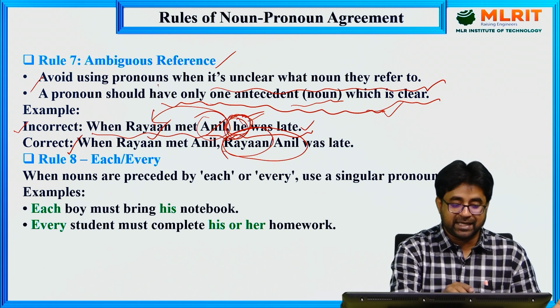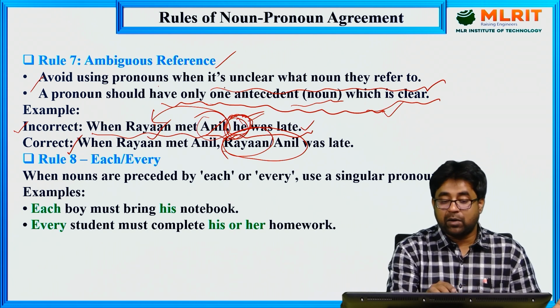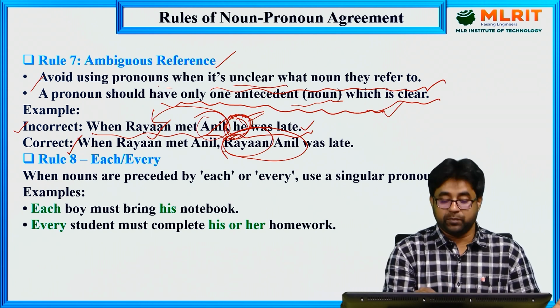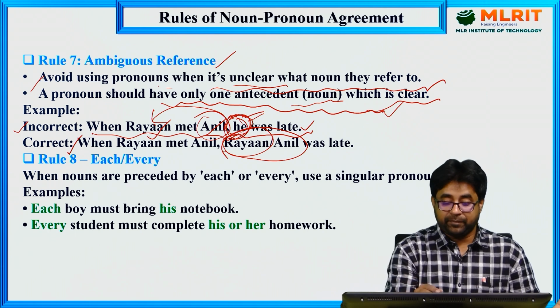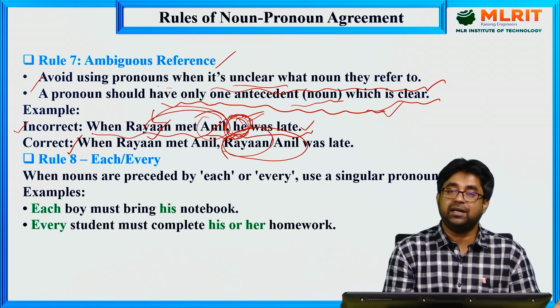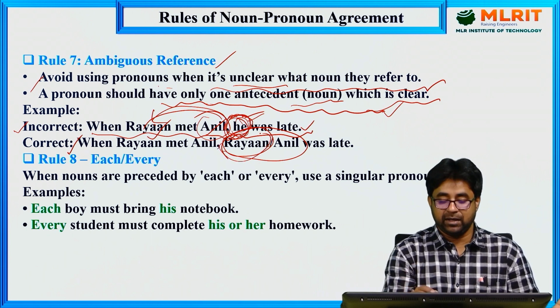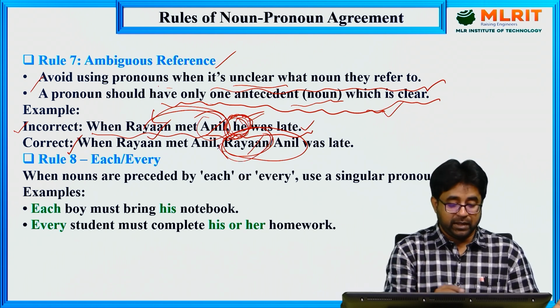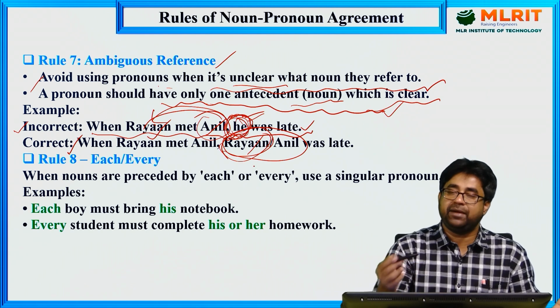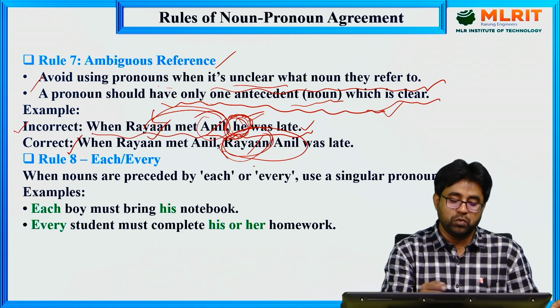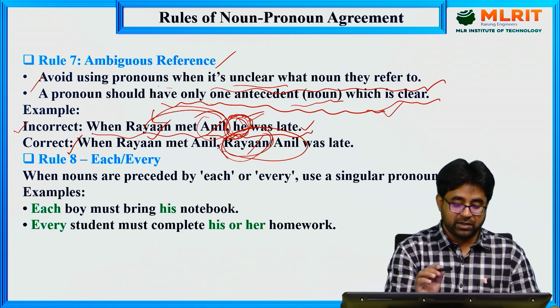So that's what I said. Avoid using pronouns when it's unclear. Because here the pronoun is not referring clearly to any noun, it's better not to use any pronoun at all. In the second sentence, I am using directly what? The noun only. When Ryan met Anil, Ryan was late. So now it's clear. I know who was late. There is no confusion. I hope it's clear.